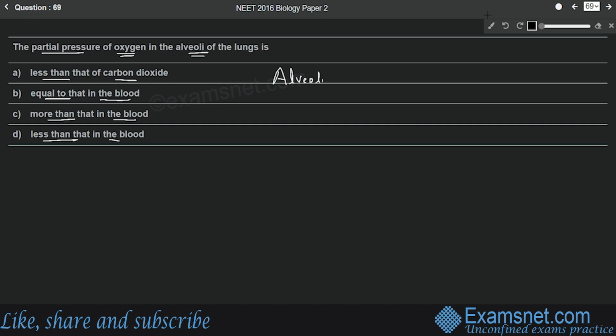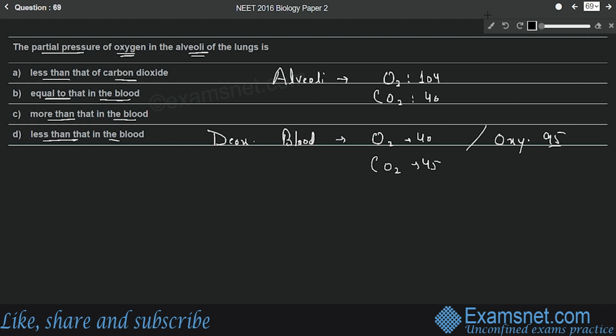If we talk about alveoli, then here the partial pressure of oxygen is 104 and that of carbon dioxide is 40. And if we talk about the blood, deoxygenated blood, here the partial pressure of oxygen is 40, and the unit is millimeter of mercury, and that of carbon dioxide is 45. Now in oxygenated blood, the partial pressure of oxygen is 95.